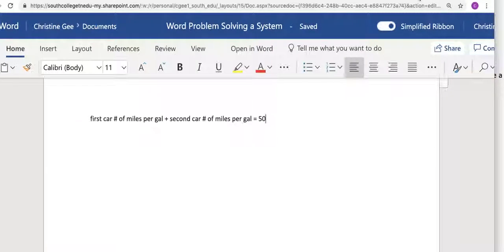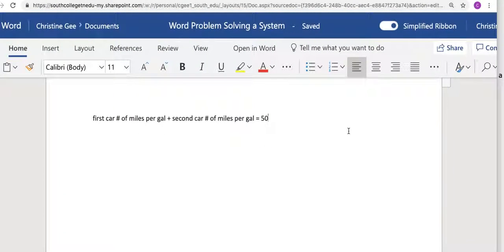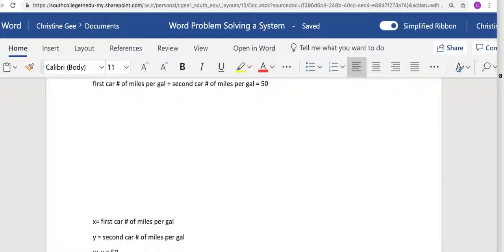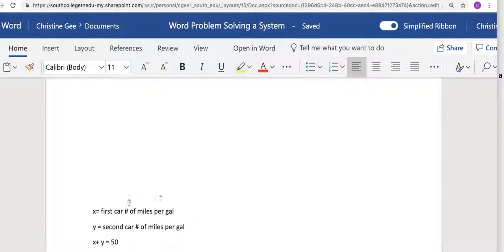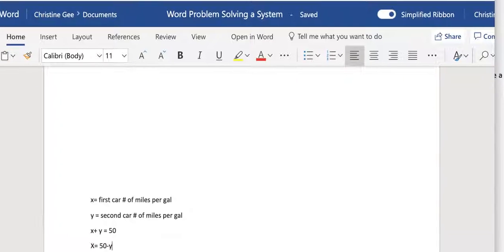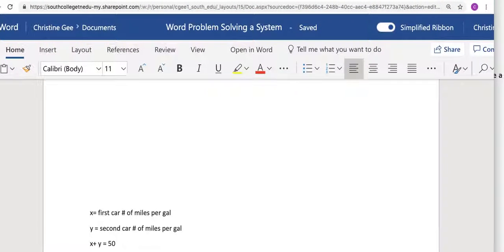So then what we can do is scroll down, and in math, as you know, we like to use variables. So replace the efficiencies with x and y in the equation so that we don't have to write the words out every time. So x plus y equals 50. And so now what we can do is look at that second equation.